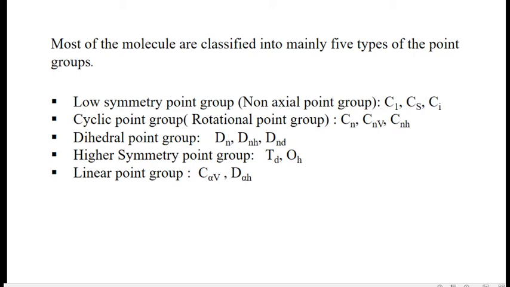These are the molecules having some higher symmetry, for example tetrahedral and octahedral type point group, and linear point group. So these are the molecules which have either C infinity v or D infinity h type point group. So on the basis of this different symmetry present in a molecule, one can classify it into the 5 main types of point group. Okay, so here let us see one by one all the examples of point group of the molecule.